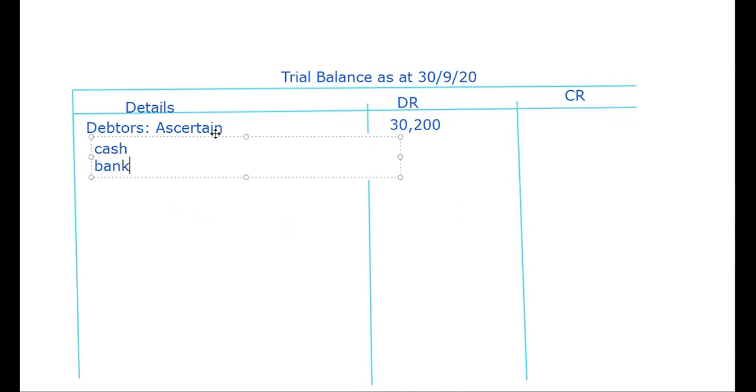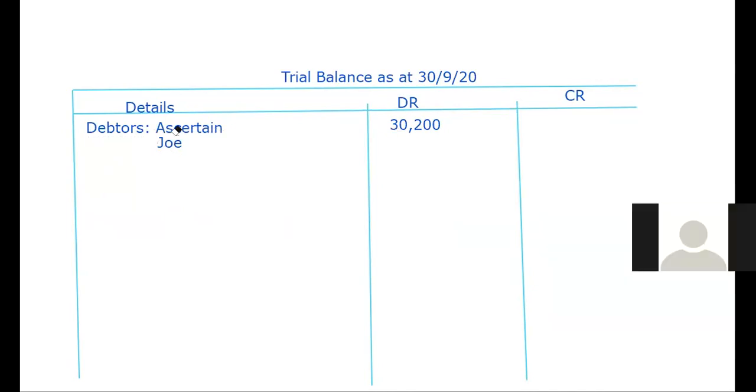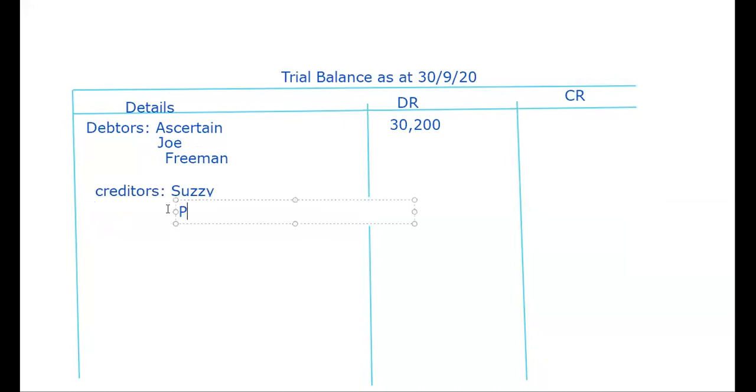Those have debit balances. Even for the debtors, you should know that there are other debtors. Who are the other debtors? Joe, and then Freeman as well. So they all should have debit balances. If you come to creditors, Susie can tell you who the creditors are. Susie, Pao and Jay, and then Jane. Okay, Jane.